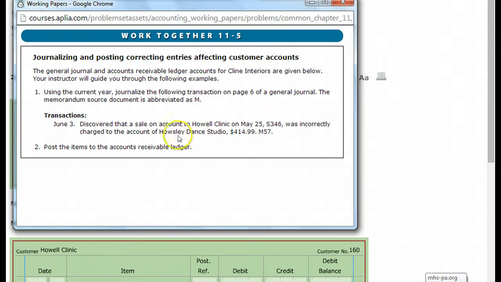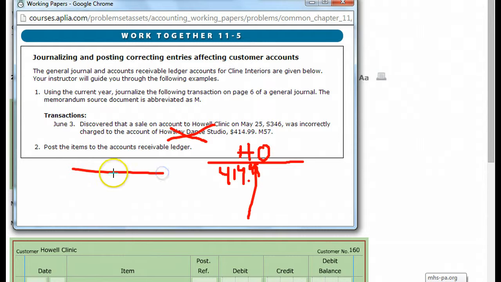So with Housley Dance Studio, if I draw a T account right here, we'll just do HO for Housley. I put down $414.99, right? Was that correct? No. I needed to do it to Hal, right? So Hal actually needs, and I'm just going to put an H for Hal. Hal needed the $414.99, right? So how am I going to charge Hal? Right, okay, so you're going to put the $414.99.